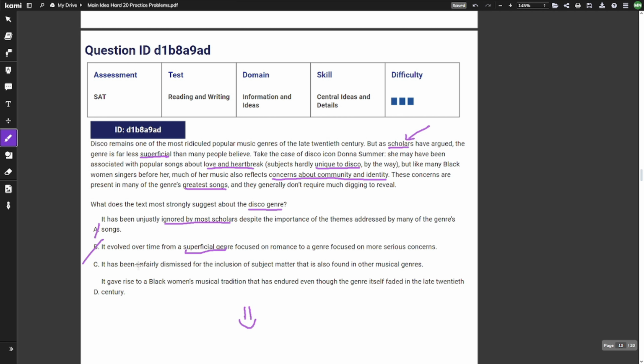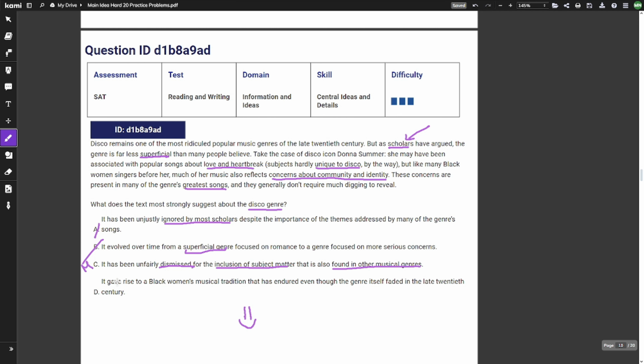C. It has been unfairly dismissed for the inclusion of subject matter that is also found in other musical genres. This one is true. It has been dismissed because people do make fun of it, and the inclusion of subject matter, that would be love and heartbreak, and it also says how this love and heartbreak isn't just unique to disco. It's also found in other musical genres, so this does perfectly match up with these first two sentences. So this might be our answer.